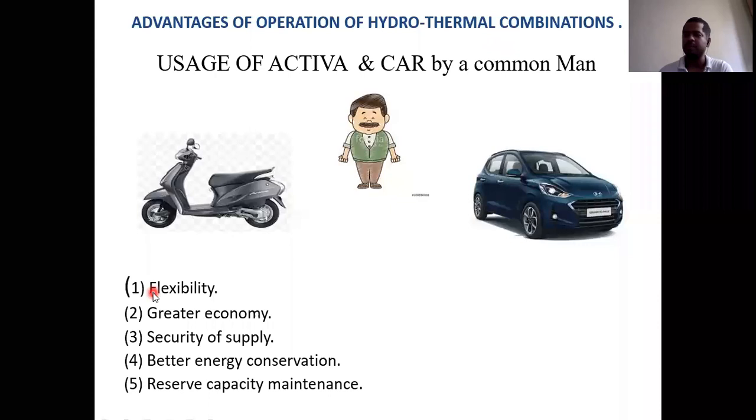The first one is flexibility. Let us implement these points with respect to this example. When you have two sources, that is a two-wheeler and a four-wheeler, if you want to go a longer distance with your family, then you may pick up a car. Similarly, if you want to roam within the city, then you may pick up a two-wheeler. That means some flexibility is there. Similarly, when we are considering the two sources, thermal power plant and hydro power plant, the hydro plant can be used as a base load or as a peak load plant. And the most important advantage of the hydro power plant is that within a short time, we can put it into operation. So when we are considering two sources, we have a lot of flexibility.